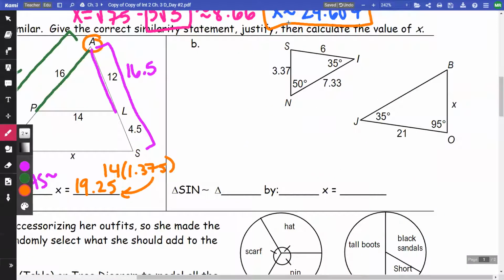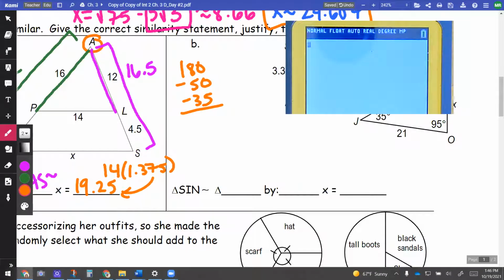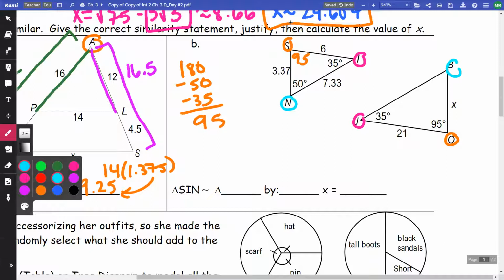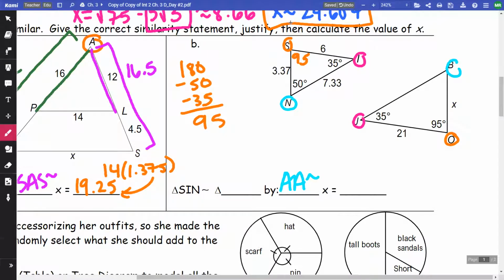Okay, on B, let's see, I'm going to take 180 minus 50 minus 35. So 180 minus 50 minus 35, I get 95. Okay, so this is a 95. So now at this point, S is going to correspond with O, I is going to correspond with J, and N is going to correspond with B. And for this one, I'm going to have angle similarity, the 95 and the 35. S is going to correspond with O, I with J, and B with N.